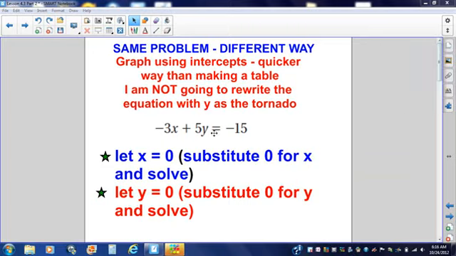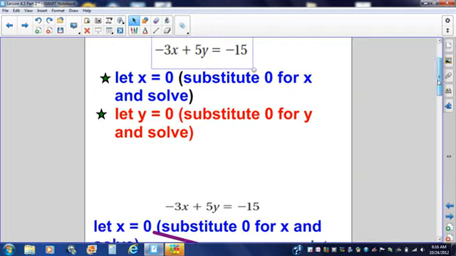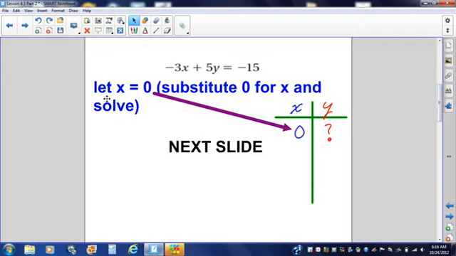All right, write the equation negative 3x plus 5y equals negative 15 on your paper again, please. Remember, same problem, different way. All right, make yourself a note. We are going to let x equal 0 this time. So we're going to substitute 0 for x and solve. So make your t-table. X on the left, y on the right. 0 for x, and let's put a question mark for y.